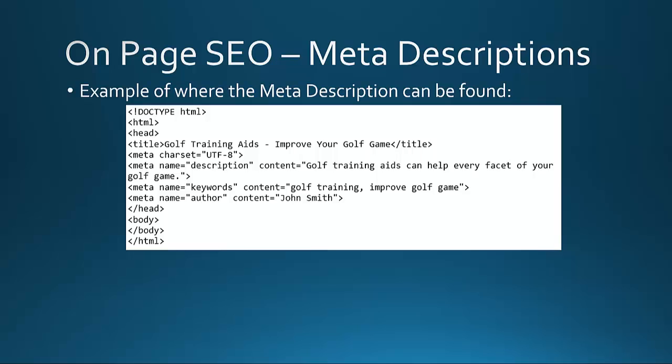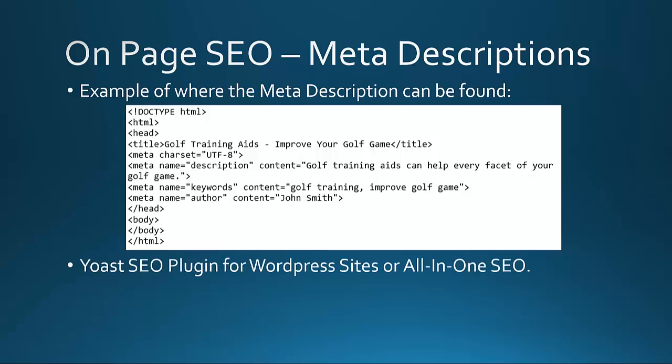You'll notice I actually was able in my title tag to use two keywords, golf training aids and improve your golf game, which are also keywords, and then meta name author, if it's applicable, you could plug your name in there. The Yoast SEO plugin for WordPress sites or All in One SEO. More people are going to Yoast. It tends to be a little better plugin to use. But those are also plugins where you can utilize meta descriptions. You can manage your meta descriptions this way, and it's a really powerful tool.